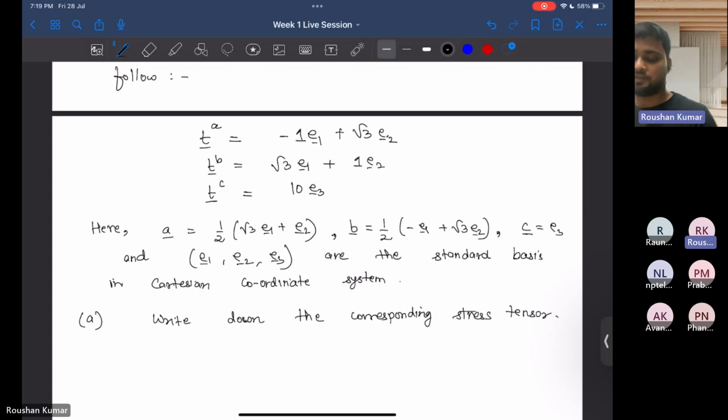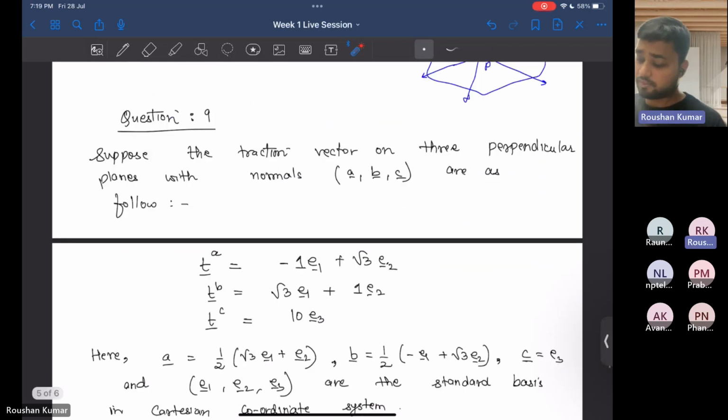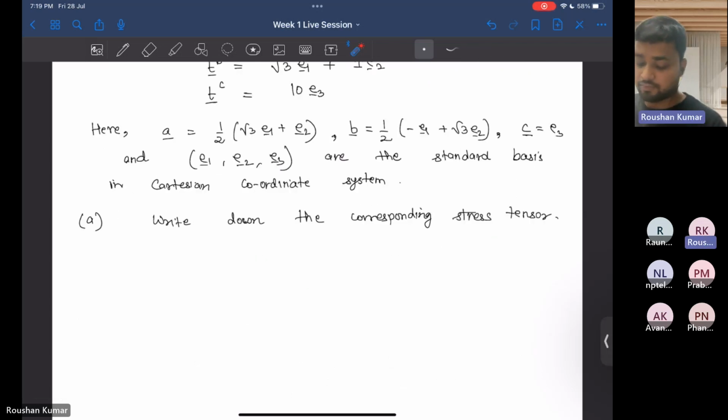As I earlier showed you, the formula of a stress tensor, sigma of x, is nothing but the summation over Ti tensor product Ei, where the summation goes from 1 to 3. That is, we need to know the value of traction on 3 different planes at a particular point. Okay. So first we have to write the tensor form. We have to write the stress tensor.